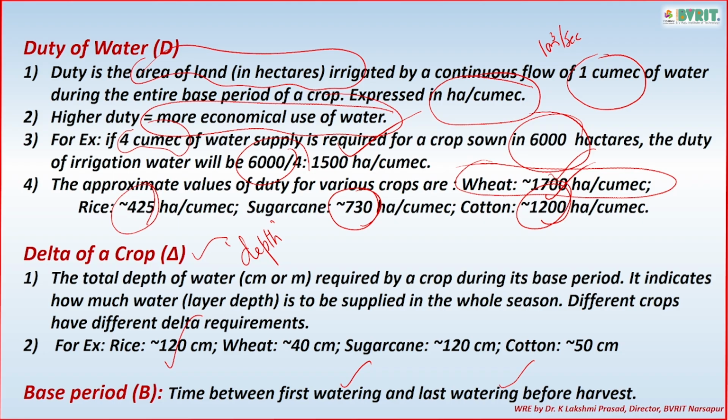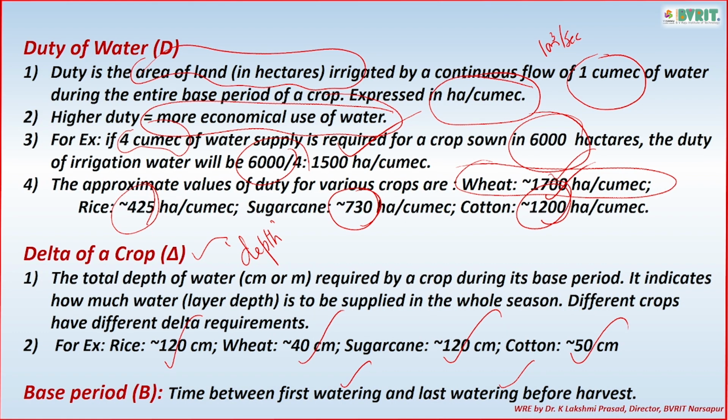120 centimeters you require, whereas wheat very less actually, 40 centimeters. The same thing is reflected in duty also, whereas sugarcane also approximately requires 120 centimeters, cotton 50 centimeters. So if you observe it, cotton, wheat, they require less quantity of water, whereas rice and sugarcane, they require large quantity of water. So that is same thing is reflected in duty and delta.